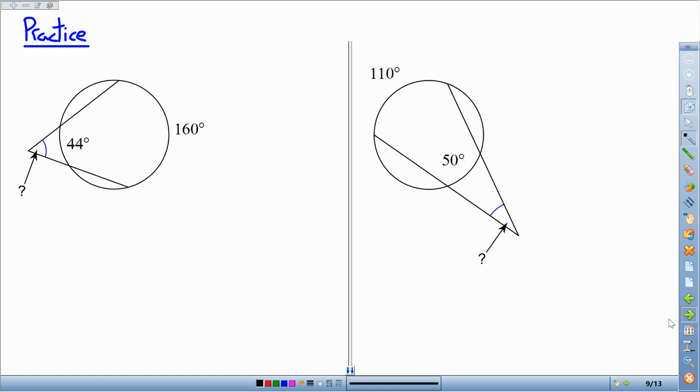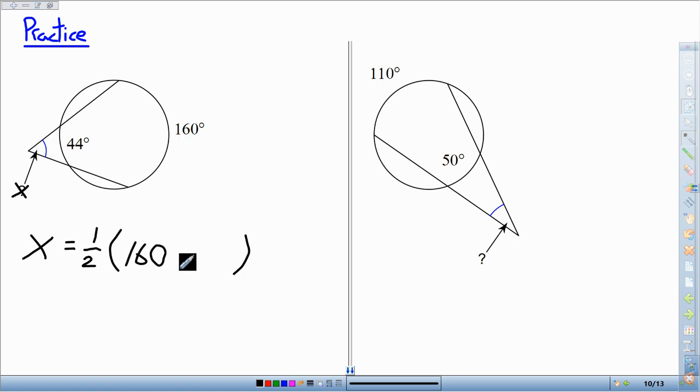Okay, so real quick, I'm going to have you guys go ahead and try these out, see what you get. All right, so again, angle outside the circle, that's the first thing that gets plugged in. Half the measure of the two arcs being subtracted, 160 minus 44. So let's see, 160 minus 44, we got 116. Half of 116, 58.